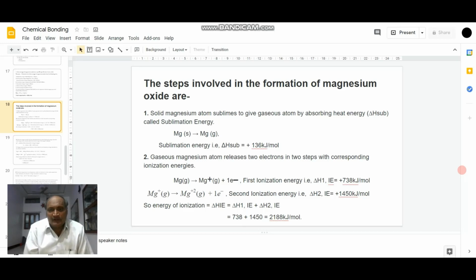The steps involved in the formation of magnesium oxide are: a solid magnesium atom sublimes to give a gaseous magnesium atom by absorbing a certain amount of energy called the sublimation energy, which is denoted by H sublimation or delta H sublimation. That is, magnesium metal gives rise to atomic gaseous magnesium. The sublimation energy, delta H sublimation, is equal to 136 kilojoules per mole.